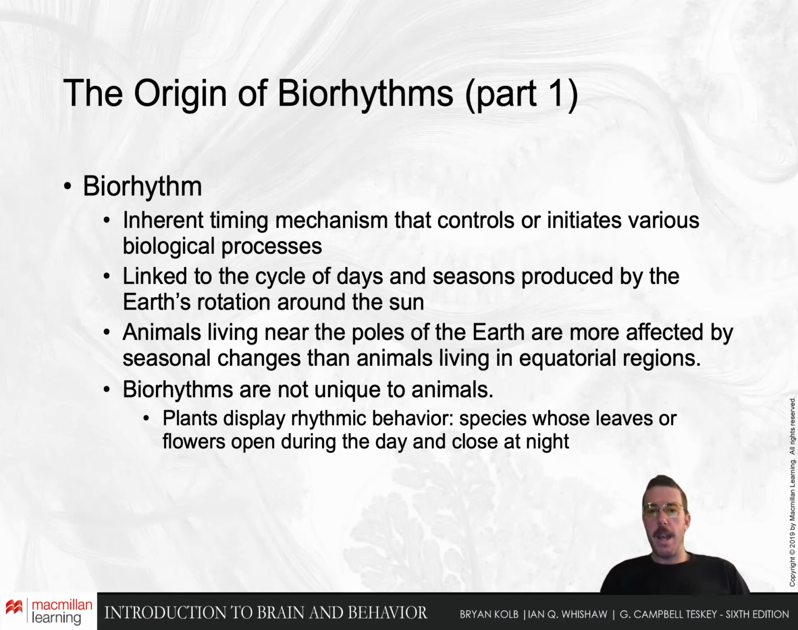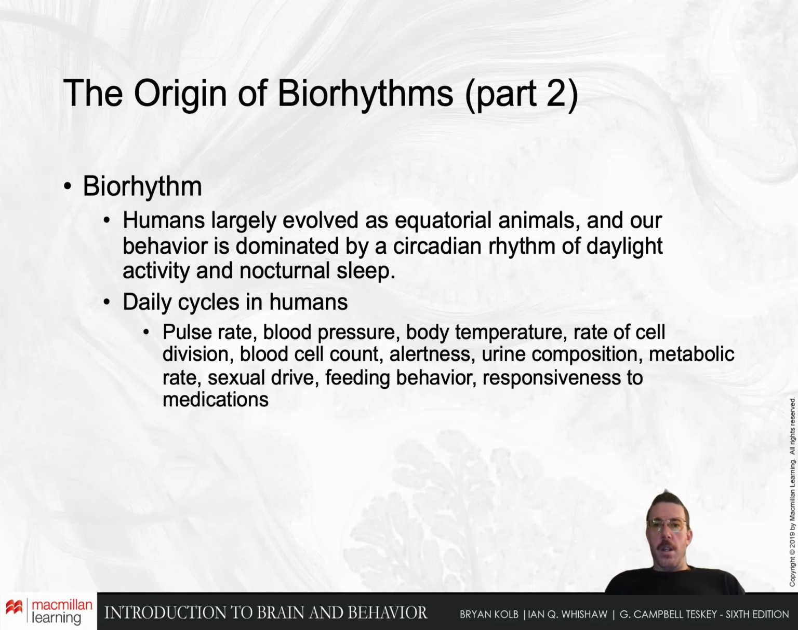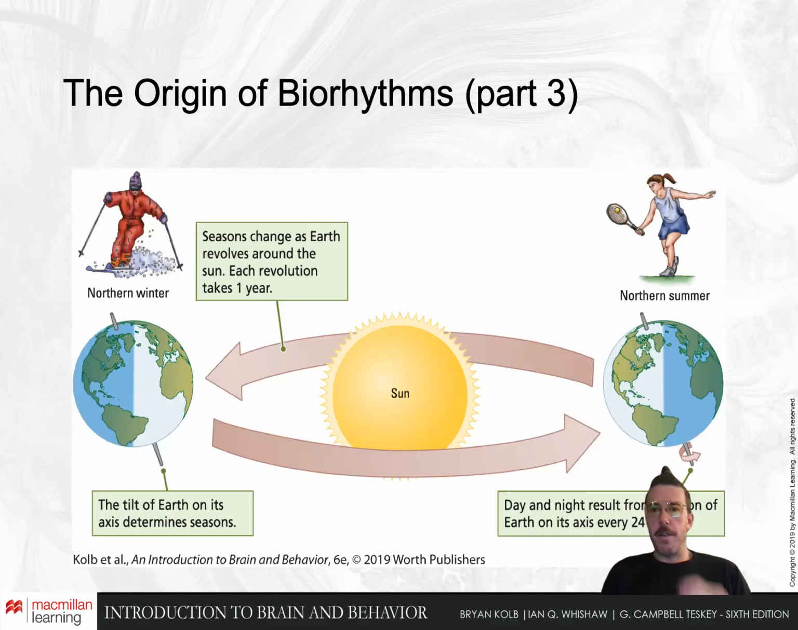Plants also display rhythmic behavior. As you can see throughout the day, their leaves get bigger and smaller, so animals aren't unique in this aspect. As humans, we largely evolved near the equator where there is no change throughout the year. And so this is one explanation for why our biorhythms are dominated by circadian rhythms of daylight and night every day. So throughout the day, our pulse, our blood pressure, our body temperature, our cell division, and all these other aspects of our physiology wax and wane in their activity, as you know, by getting hungry rhythmically throughout the day.